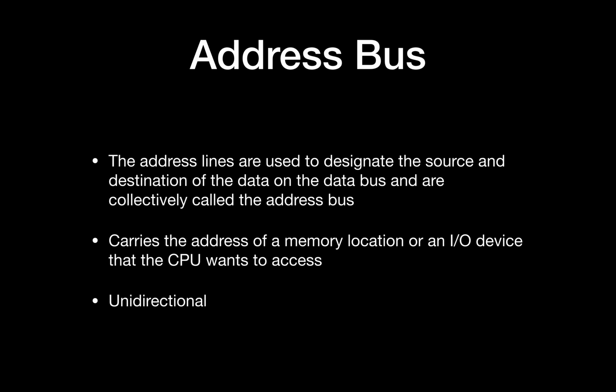Address bus. The address lines are used to designate the source and destination of the data on the data bus and are collectively called the address bus. The address bus carries the addresses of a memory location or an I/O device that the CPU wants to access. The address bus is unidirectional.